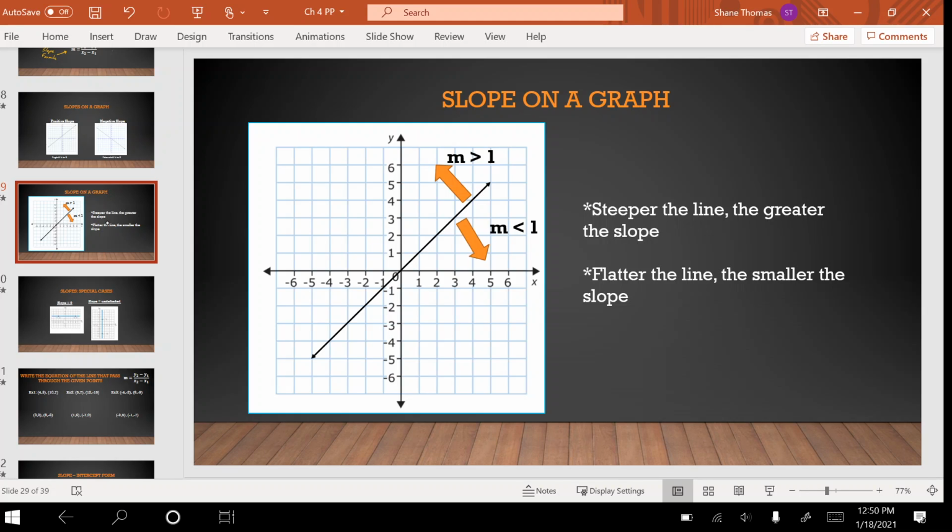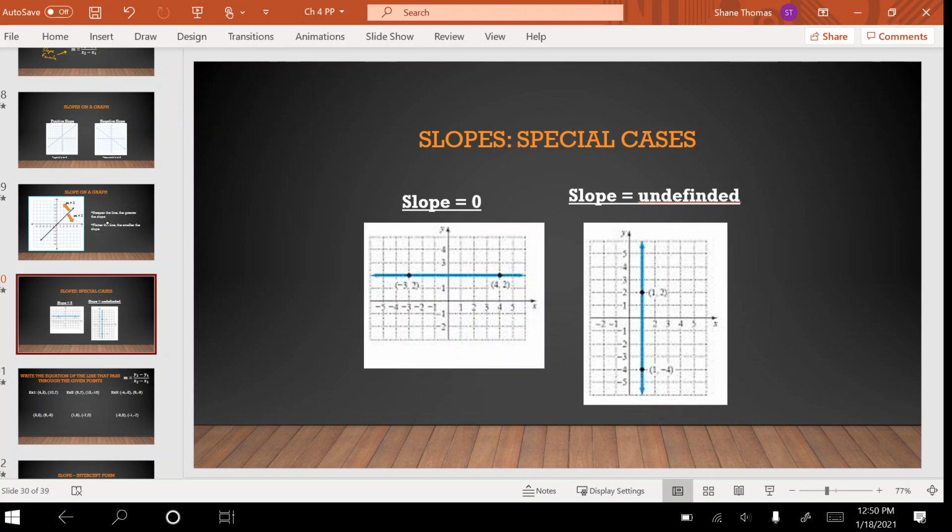We have two special cases. If it is straight up and down, it's called undefined slope because it got too big. Remember I said if it got bigger and bigger and bigger, it gets steeper and steeper? As you get past the millions and billions and trillions, after you hit a certain point, you can't get any bigger, can you? It's called infinity. Infinity, we don't know how to describe that.